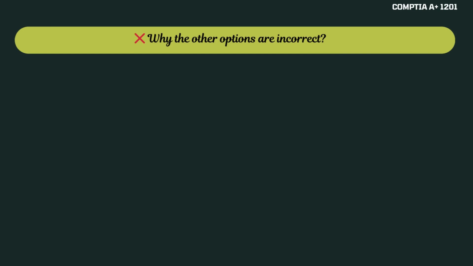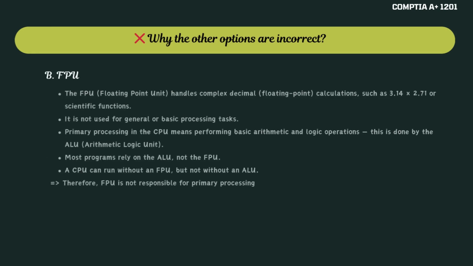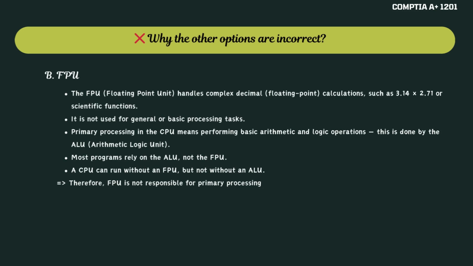Why the other options are incorrect? Answer B. FPU. The FPU, floating point unit, handles complex decimal, floating point calculations such as 3.14 times 2.71 or scientific functions. It is not used for general or basic processing tasks. Primary processing in the CPU means performing basic arithmetic and logic operations. This is done by the ALU, Arithmetic Logic Unit.